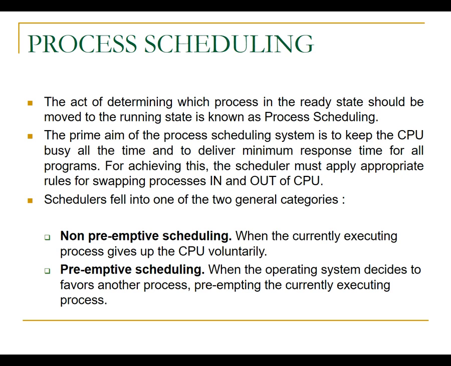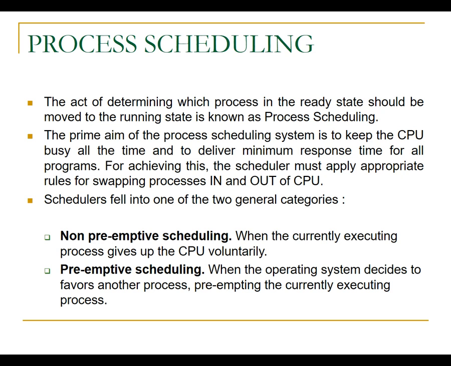The reverse of that is when the operating system decides in favor of another process, and priority is given to that particular process for assigning the resources of the central processing unit. That is called preemptive scheduling. Let me repeat it again because it's very important.